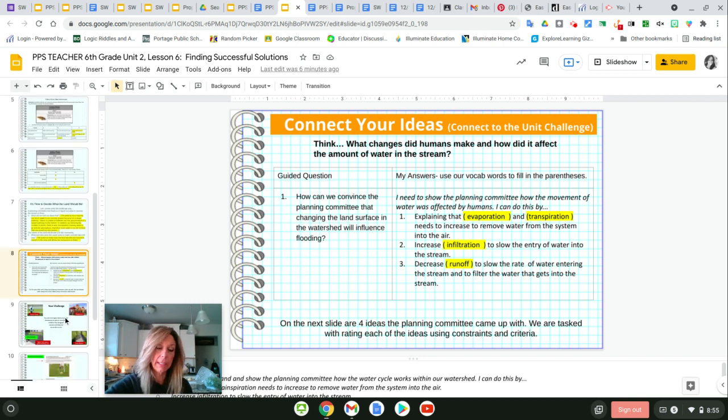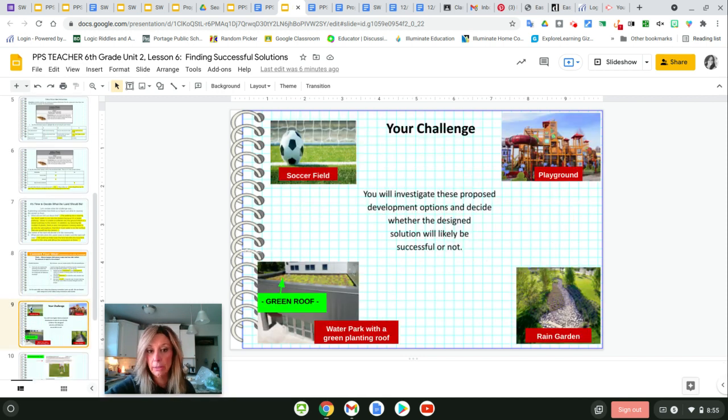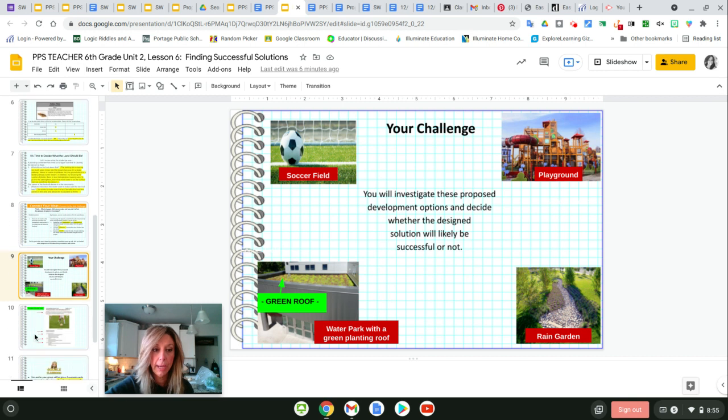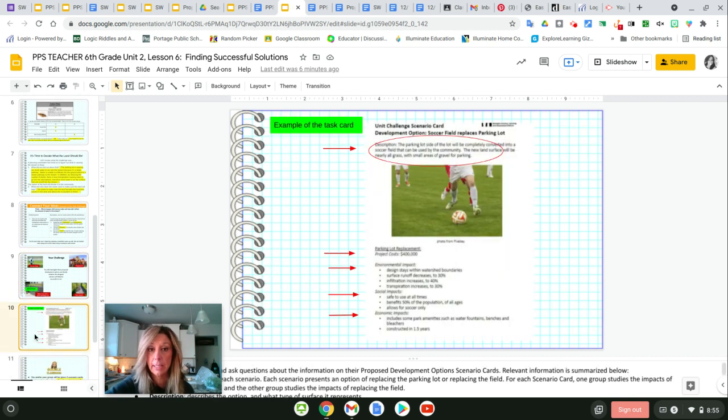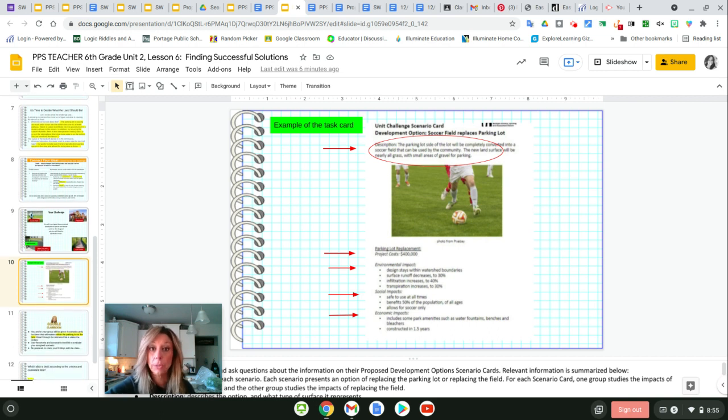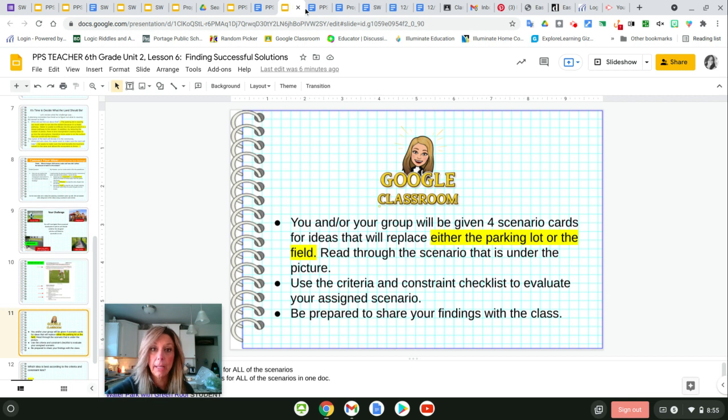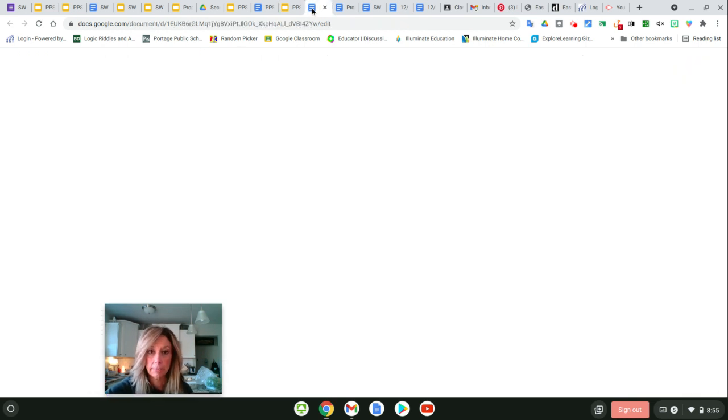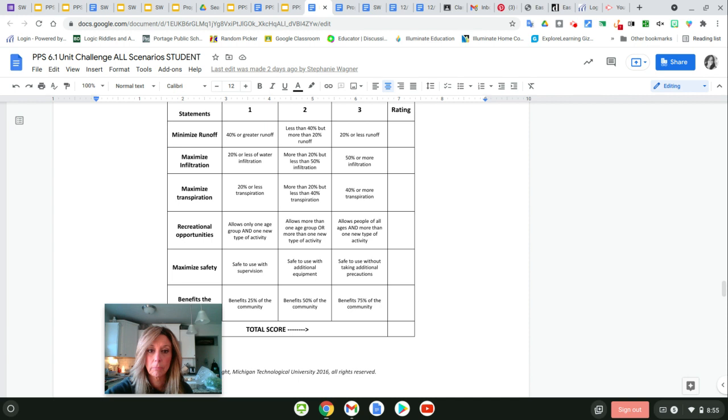Then you were given a challenge to look at 4 different scenarios: soccer field, playground, water park with a green planting roof, and a rain garden. You had these 4 task cards in a Google Classroom that you looked at. You had to rate them given some criteria, and you were given some constraints. And did these scenarios meet those constraints? Okay, so let's go over those and review those task cards. All right.